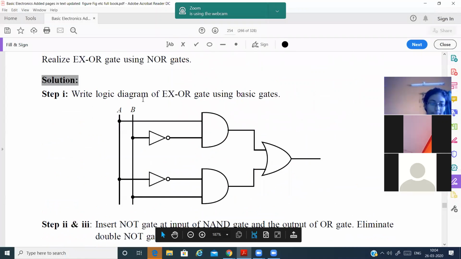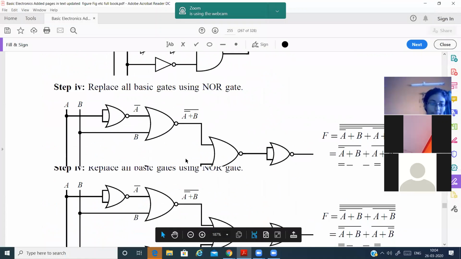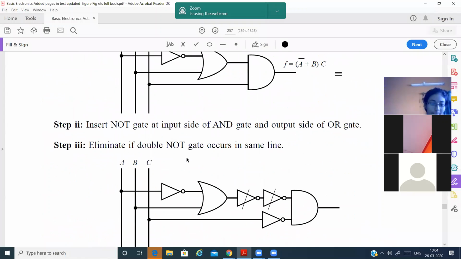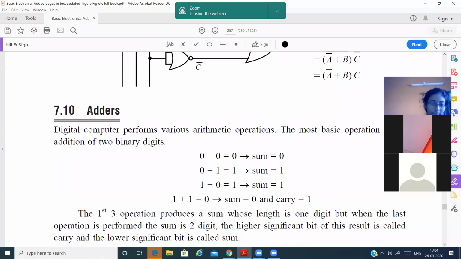Same way, realize XOR gate using NOR gate, all those things will come. And next is adders. This is 100%, they'll ask this question. Adders.